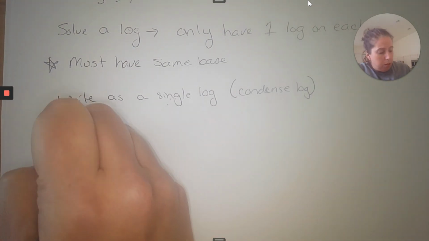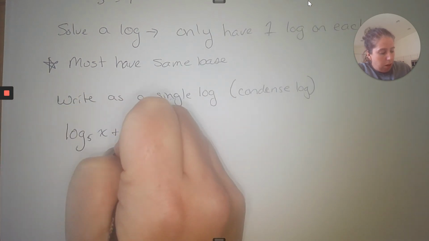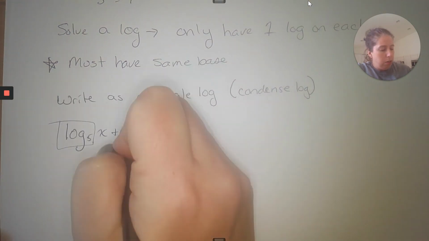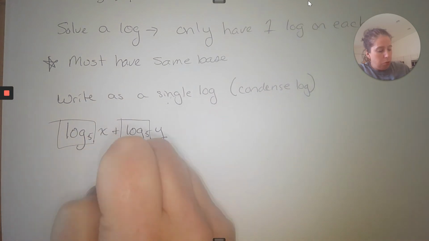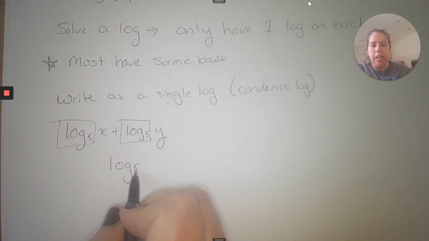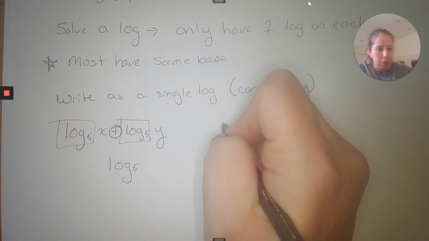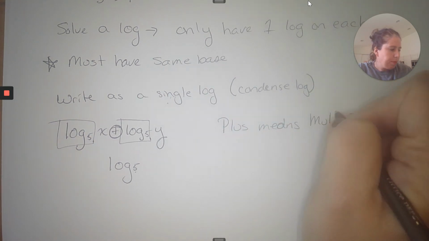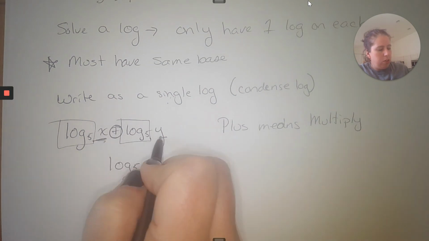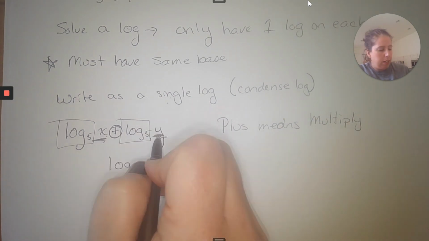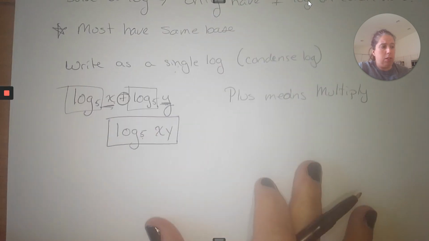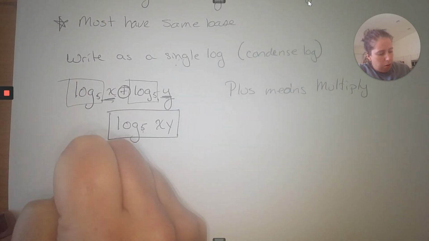So if I give you something like this, log base 5 of x plus log base 5 of y. Now I know there's a plus sign there, but you're not actually going to add the x and the y. The first thing you're going to do is make sure that those are the same base, which they are. So you're going to rewrite that: log base 5, remember that's a little baby 5. Now, plus means multiply. That means you're going to take these two things and multiply them together. So we're going to take x times y, and it's just going to be xy. Okay, that's it.